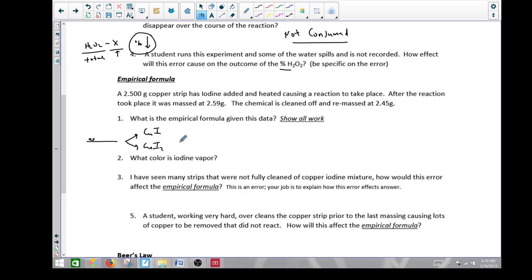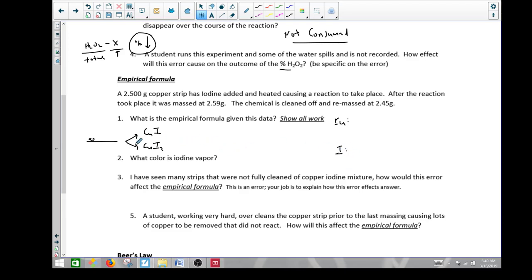So in this situation, 1-to-1 ratio or 1-to-2 ratio. We want to look and see which one it is. In the beginning we have a 2.5 gram copper strip. I wanted to figure out the copper, and I want to figure out the iodine. This can sometimes be the trickiest part of this whole deal. The rest of it's just stoichiometry.